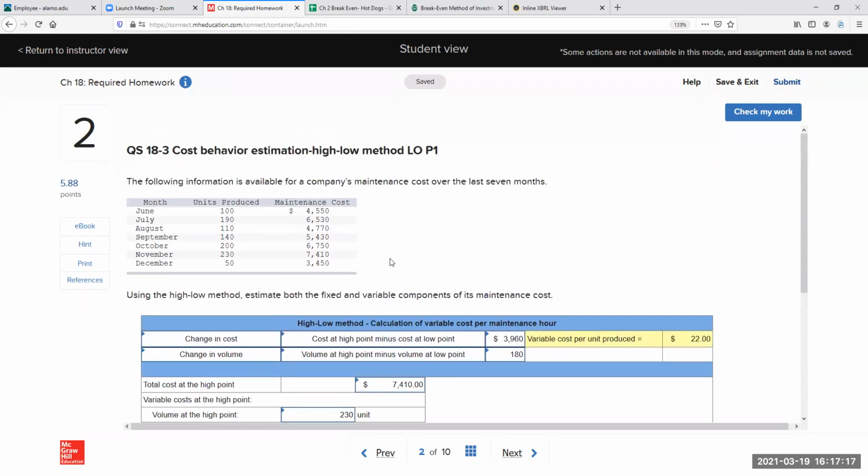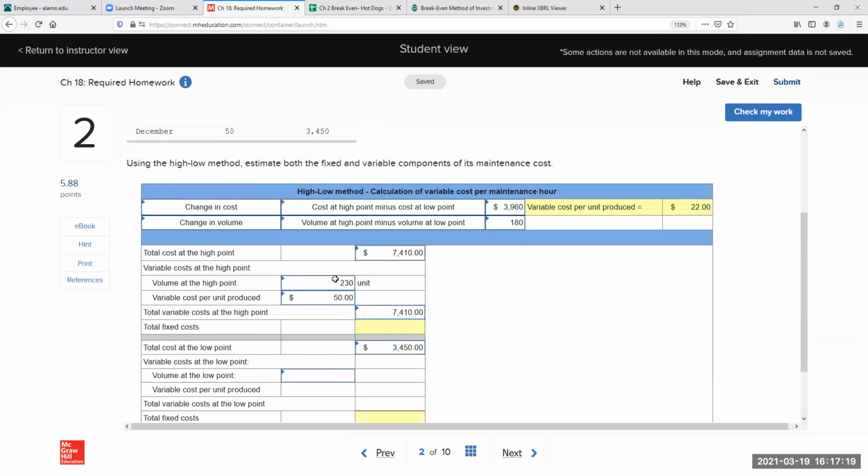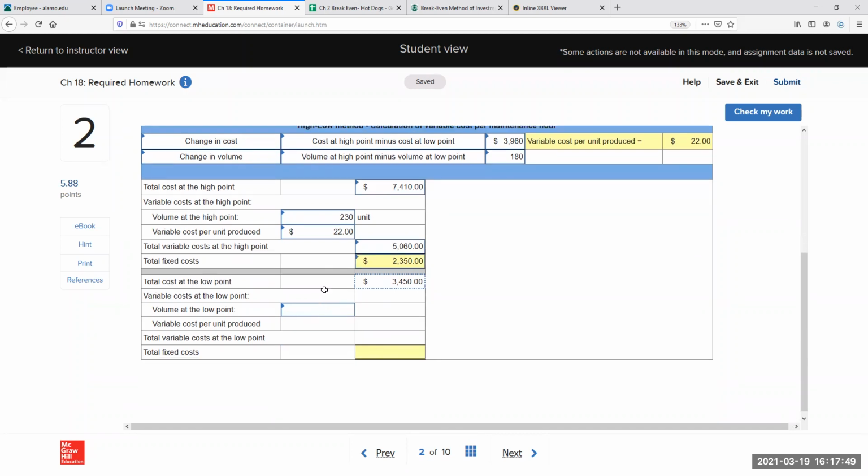Let's see what the fixed is. Oh no, it wants us to calculate. Total cost at the high is 74.10. Volume at the high is 230. Variable cost per unit is 22. So 230 times 22 is 5,060. That means the total cost at the high, 74.10, minus the variable cost at that point means the fixed costs are 23.50. Now let's see if we can prove that.